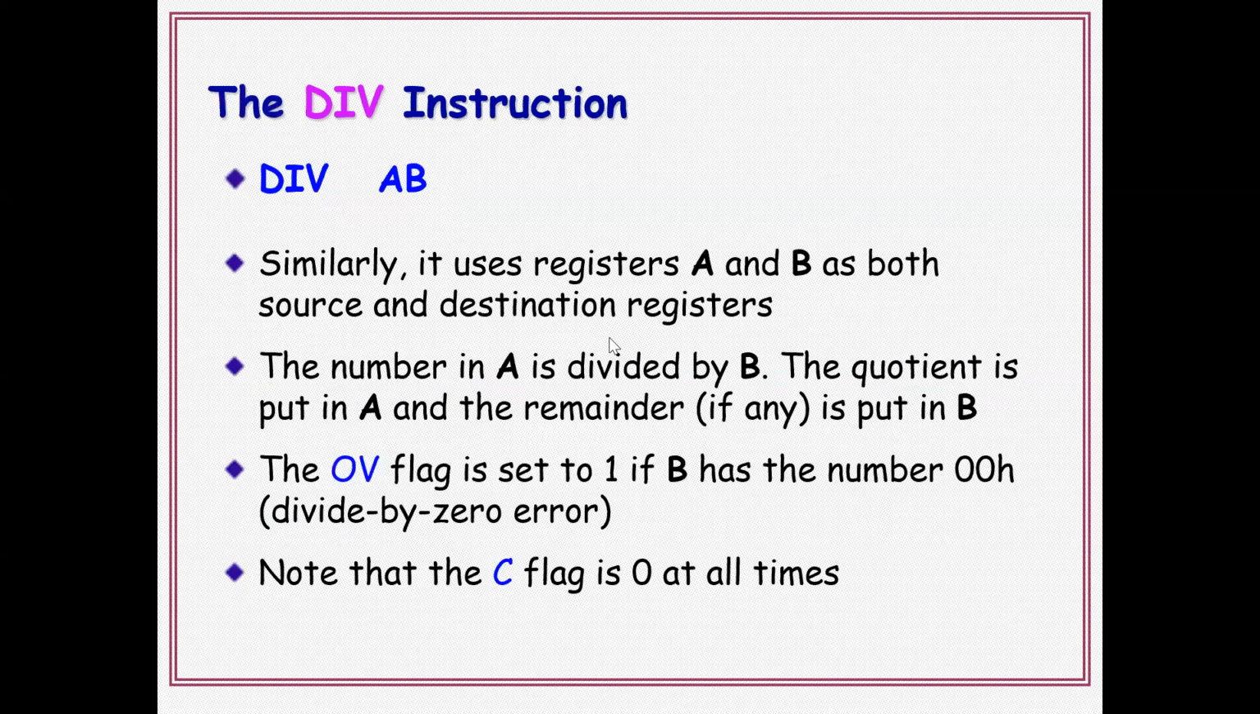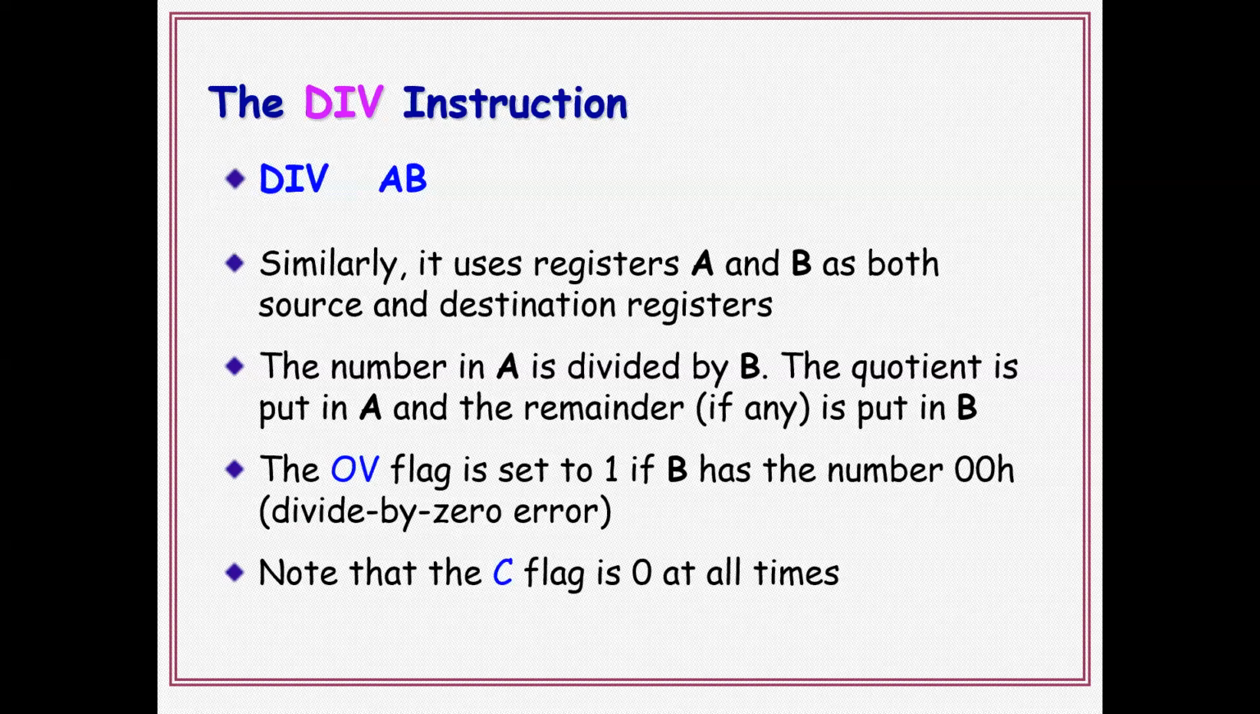And the next one is the division operation. Division is specified by the DIV instruction. Similarly, it uses registers A and B as both source and destination registers. The number in A is divided by the B register. The quotient is loaded into the accumulator and the remainder is loaded into the B register. The overflow flag is set to 1 if B has the number 00H, which indicates divide by 0.